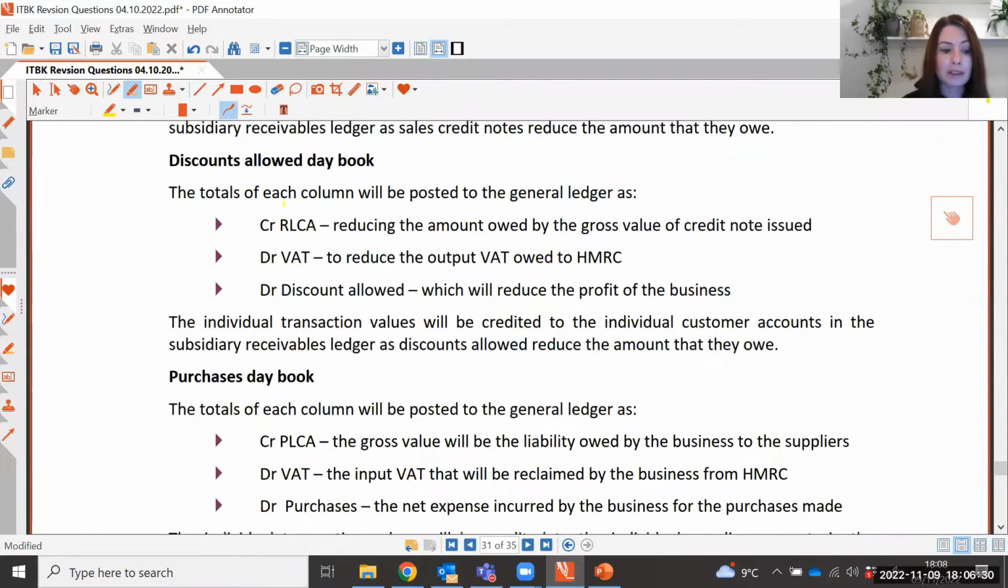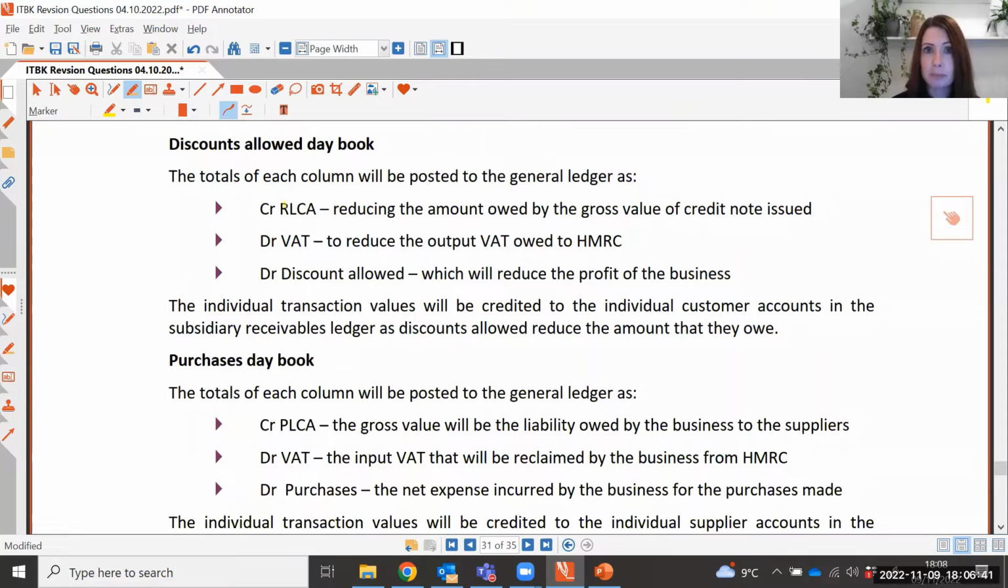Then the discounts allowed day book. So remember, this records all prompt payment discounts that we have offered our credit customers in order to encourage them to pay us early. So any of our credit customers that take advantage of the prompt payment discount will be entered into the discounts allowed day book. Now, the gross total would be credited to the receivables ledger control account, because again, this is going to reduce the amount that our credit customers owe us, therefore reducing the asset.